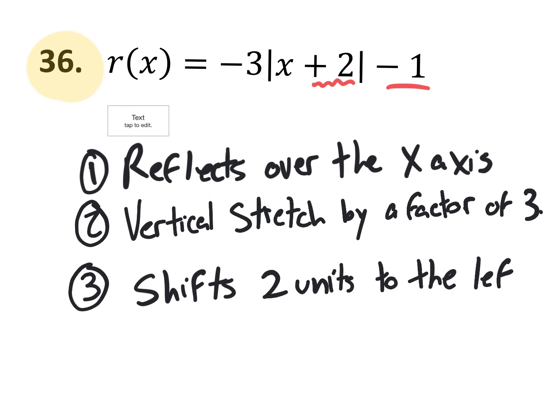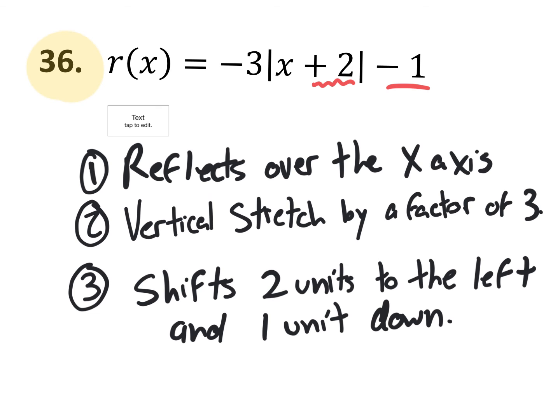To the left, because you have to think opposite of what you see on h. And it also shifts 1 unit where? Down. Because you take k for what it is. There are the detailed 3 steps of the entire transformations from the original parent graph to this new R of x graph.